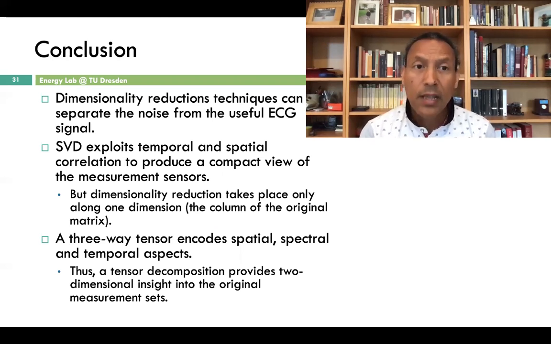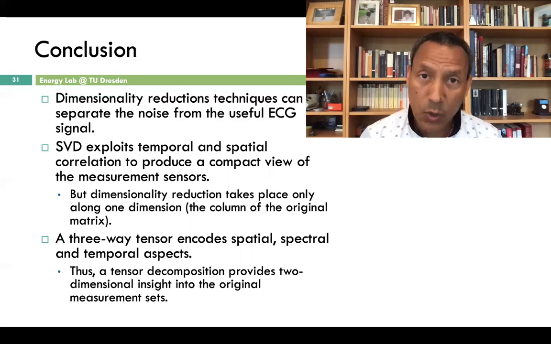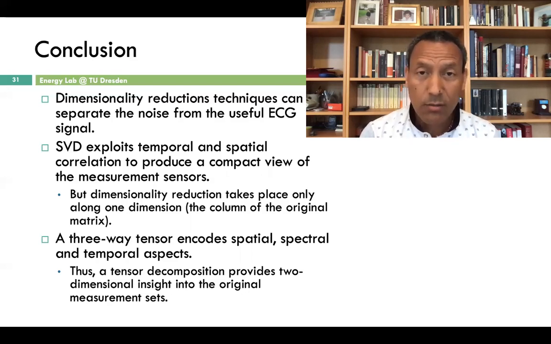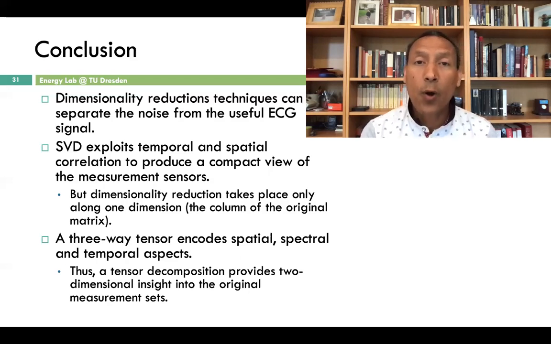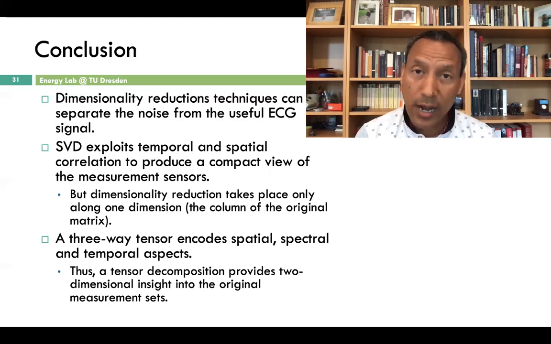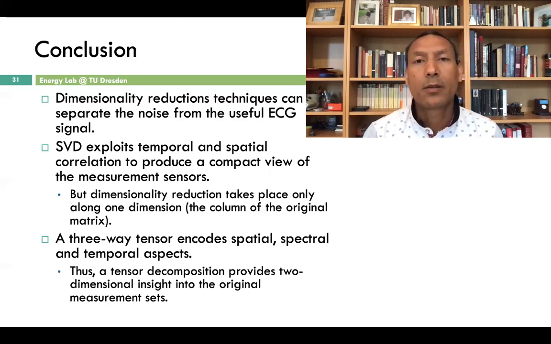In conclusion, we assert that dimensionality reduction techniques can be useful to separate the ECG from the motion artifacts. SVDs are useful, but they work only in 2 dimensions. Tensor decomposition, on the other hand, is more robust and includes additional information such as spectral components in the analysis, so that we can look at the problem from 3 different perspectives.